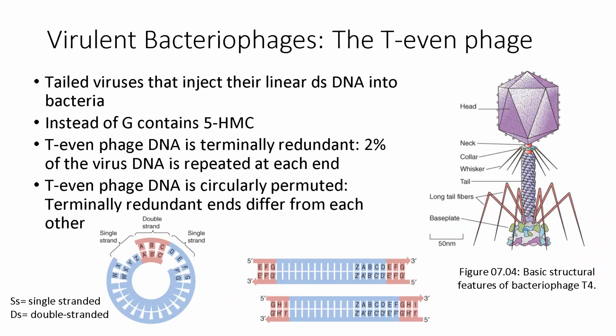Phages like T2 and T4 are virulent bacteriophages. They inject linear double-stranded DNA into the host, which contains a unique modified base, 5-HMC, instead of cytosine. Their DNA is terminally redundant and circularly permuted, features that assist in efficient packaging and protection from host enzymes.